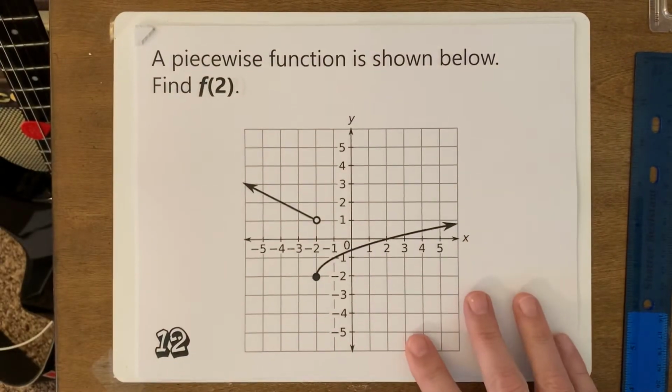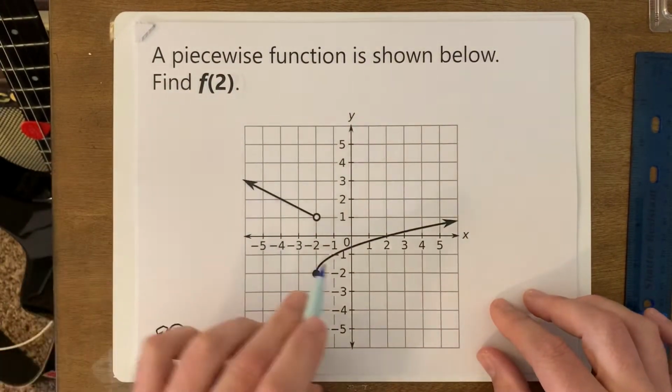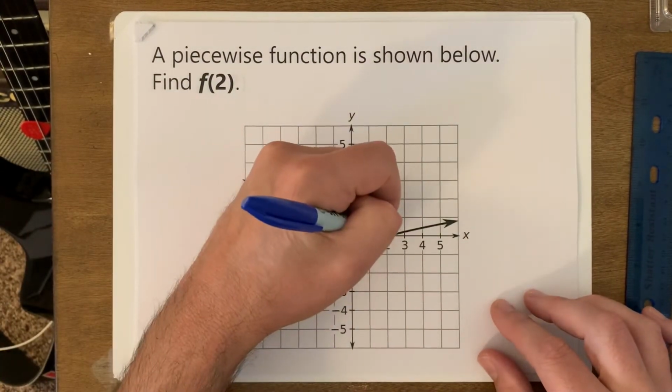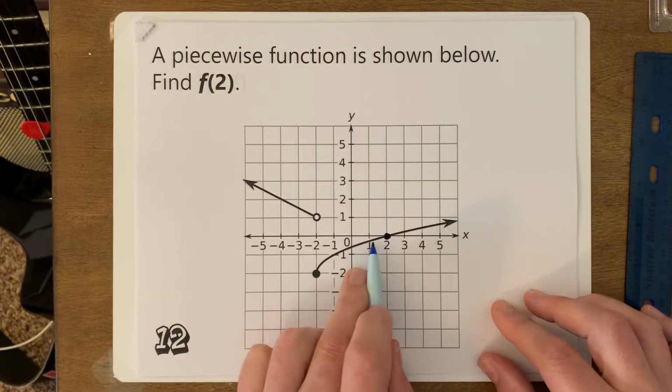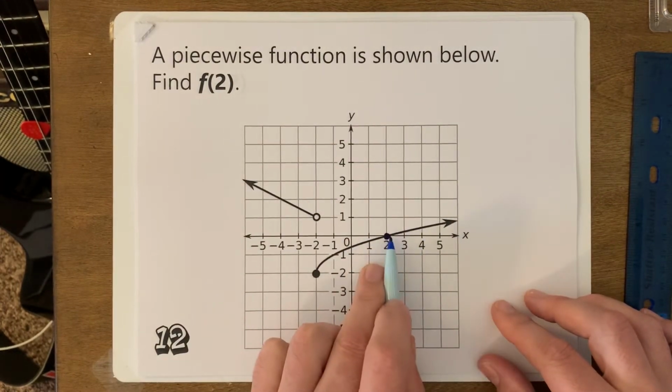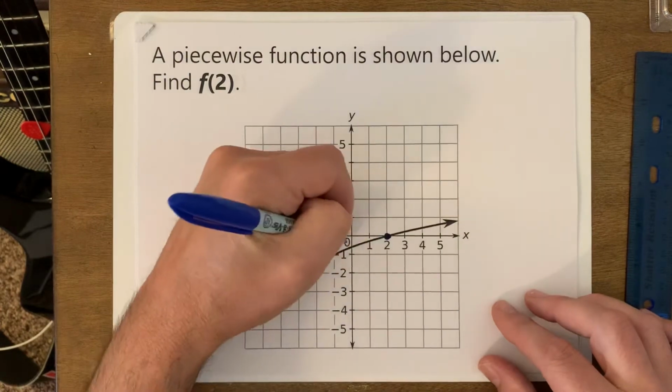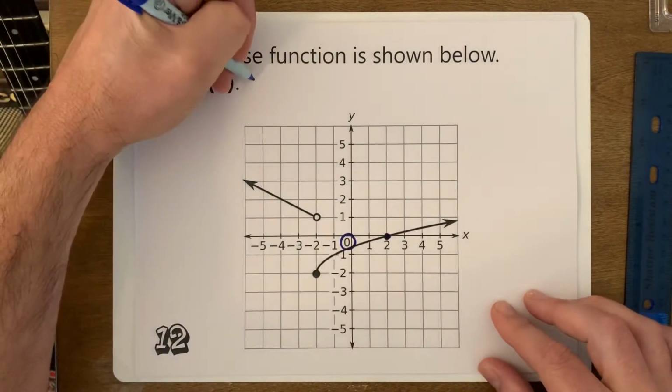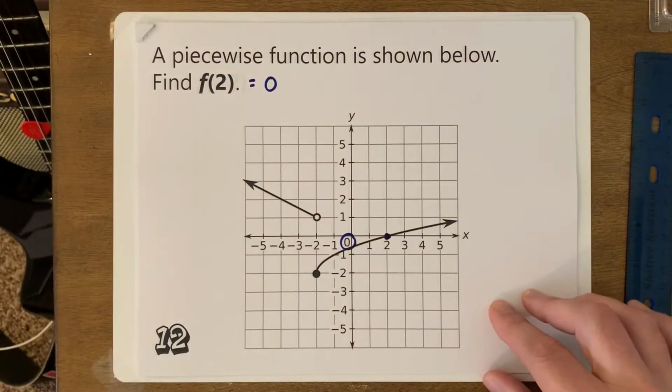And so for this one, f of 2, so we go over to 2. Here it is on the graph, and it looks like that's right where it intersects the x-axis, and that y value right there is 0. And so f of 2 is 0.